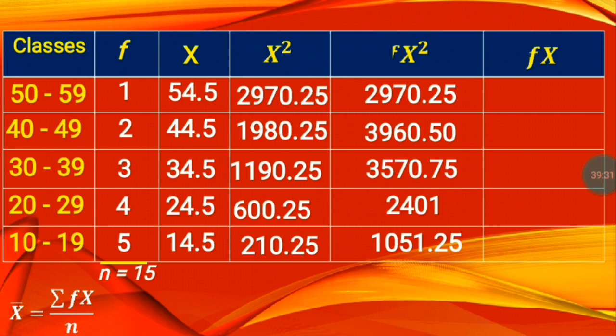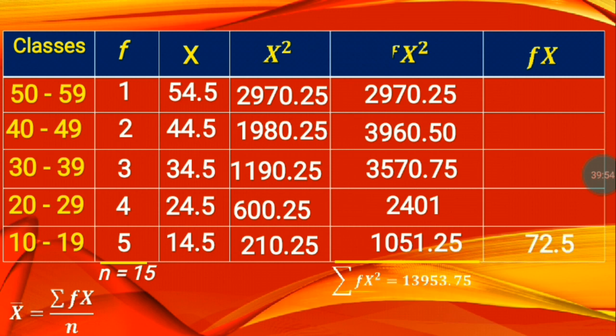By the way, before we solve for the last column, we're going to get the summation of fx squared. So that is the summation now. We just add all the values on that column, fx squared. Then now let's proceed to fx.